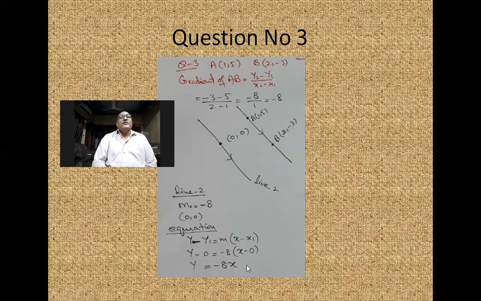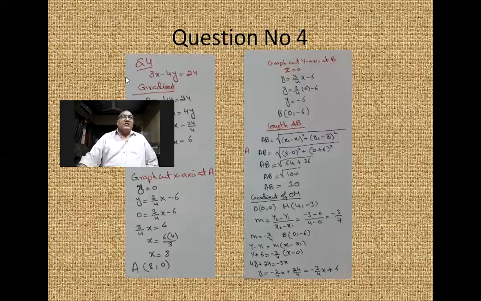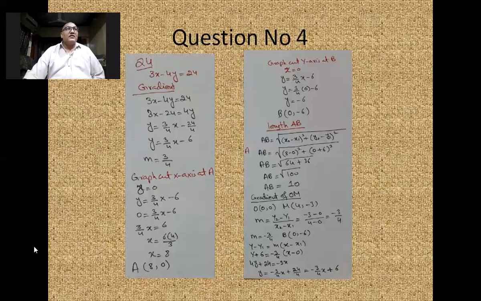So this will be the equation of that line number 2, which is passing through the point (0, 0) and is parallel to AB. It has the same gradient as that of the AB line. So this is how you will solve question number 3. Hopefully you have understood this. So the next question coming up on your screen is question number 4, and let me read it from the book.